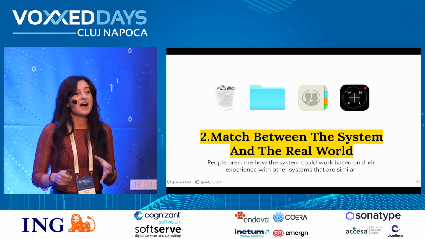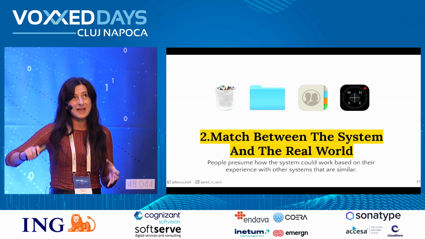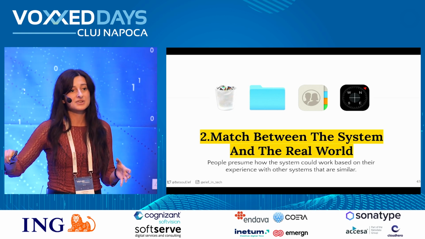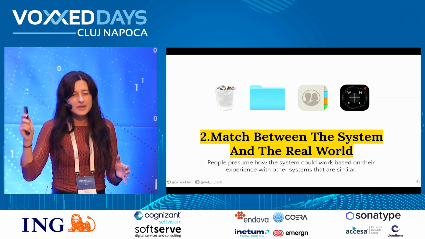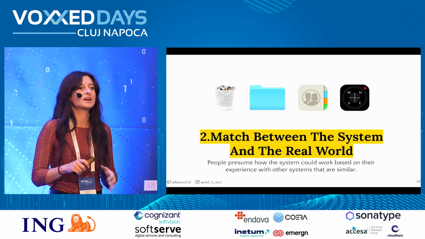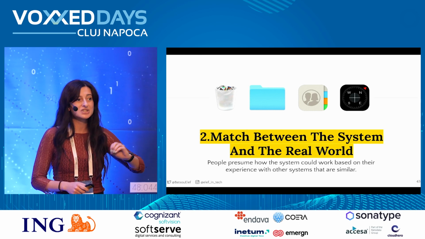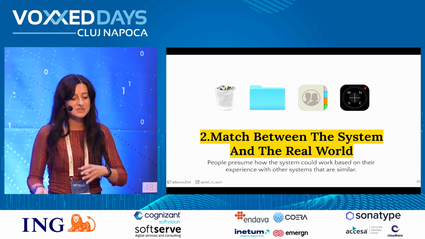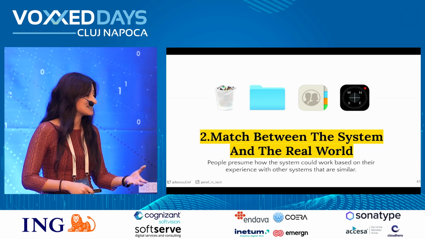People presume how something will work based on what they already know, and people spend 90–95% of their time using other products. So they know, or they think that they know, how your product will work. Don't change everything, and don't change everything drastically, because then people will come to your product and they will not know how to use it.